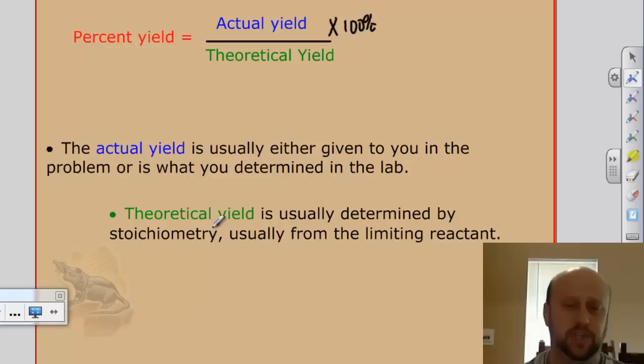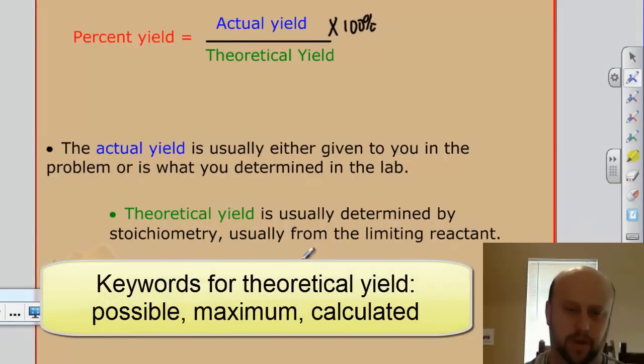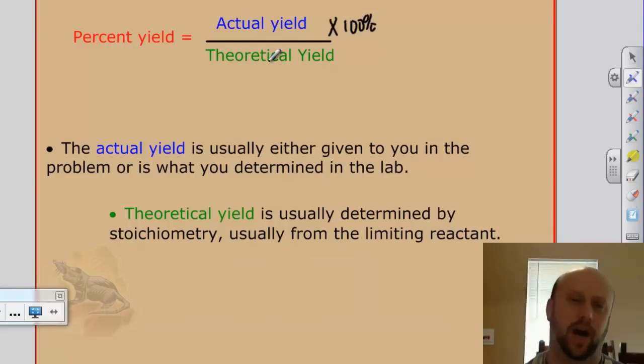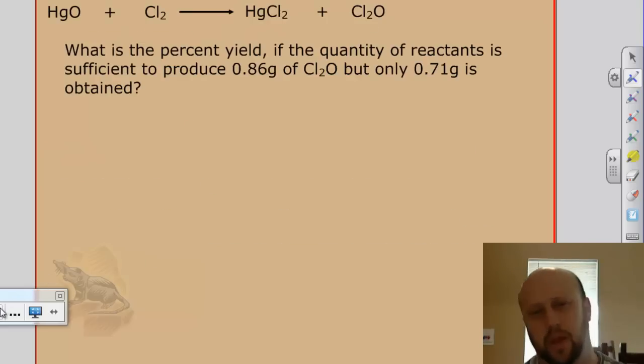The second definition is theoretical yield. Theoretical yield is what you should get, or the maximum value that you could possibly have gotten if everything worked out perfectly. That's the 100% mark. So to find the percent, you take the actual, divide it by the theoretical, and then multiply it by 100 to turn it into a percent. Now, sometimes they're both given to you in the problem. So let's see one of those.